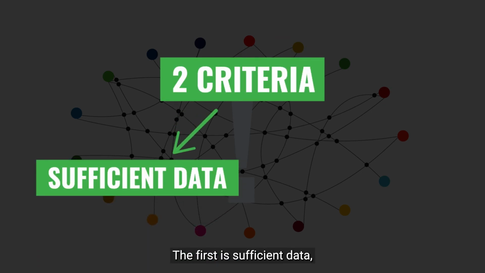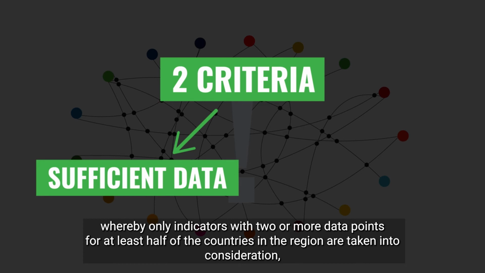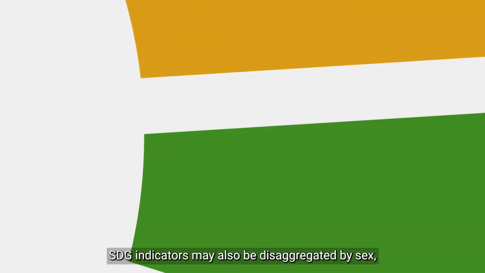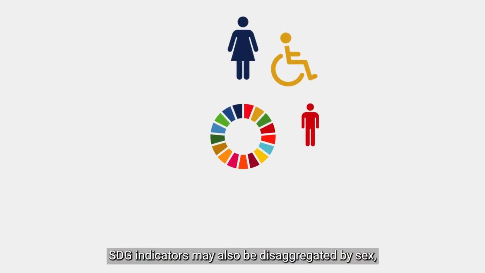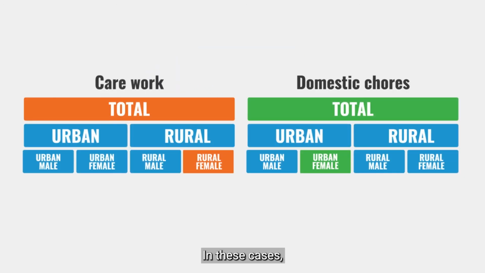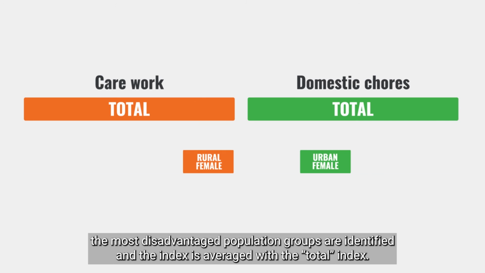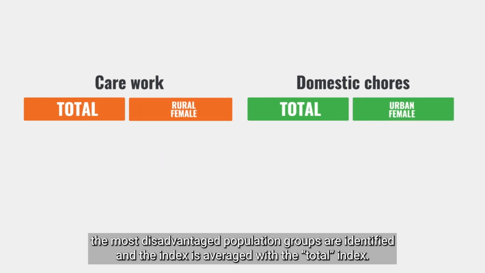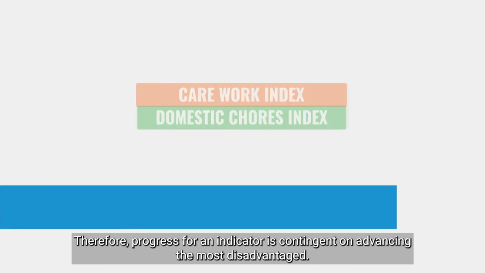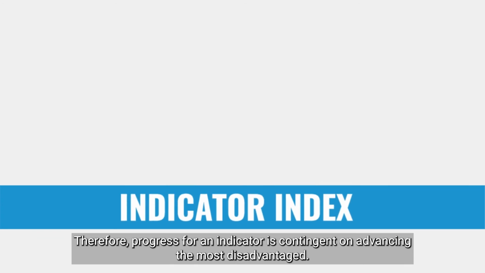The first is sufficient data, whereby only indicators with 2 or more data points for at least half of the countries in the region are taken into consideration, and target setting, where a target value can be set objectively and transparently. SDG indicators may also be disaggregated by sex, urbanization, age, and other variables. In these cases, the most disadvantaged population groups are identified and the index is averaged with the total index. Therefore, progress for an indicator is contingent on advancing the most disadvantaged.